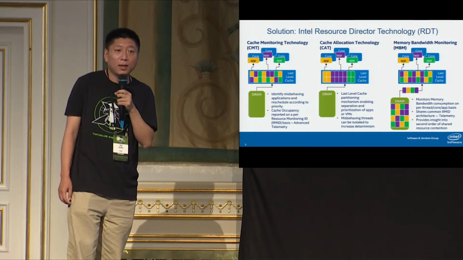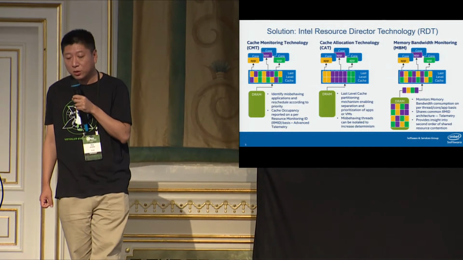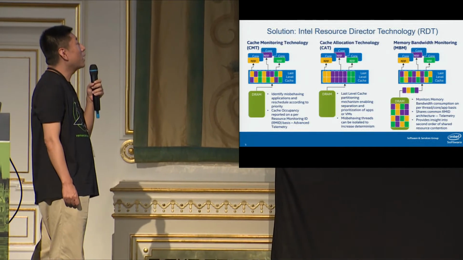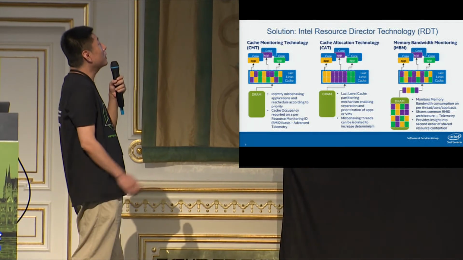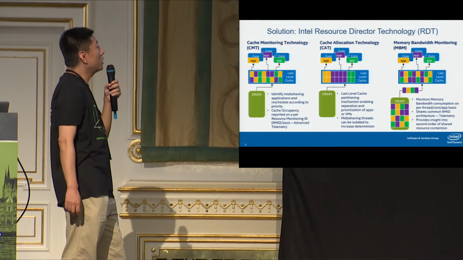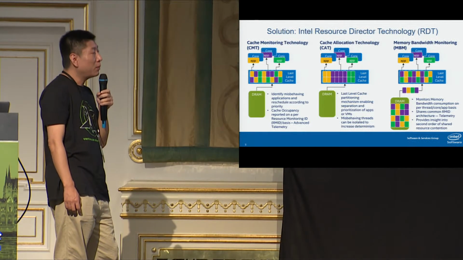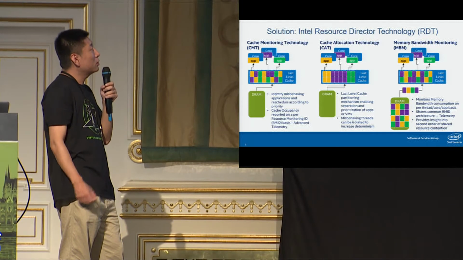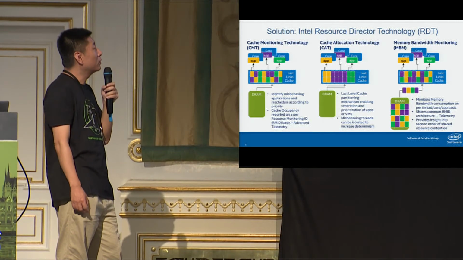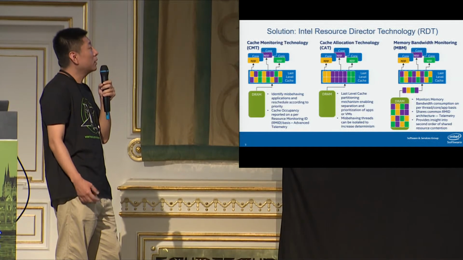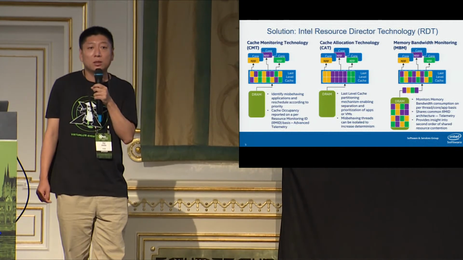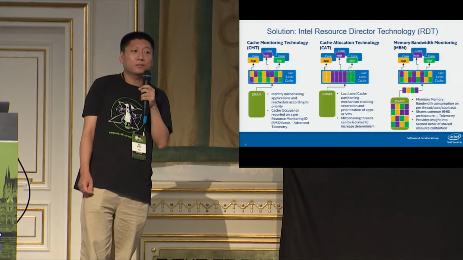We also have CDP, code data prioritization. It can be considered as an extension of the L3 CAT, applying separate configurations for the code and for the data. All these features have already been supported in Xen.